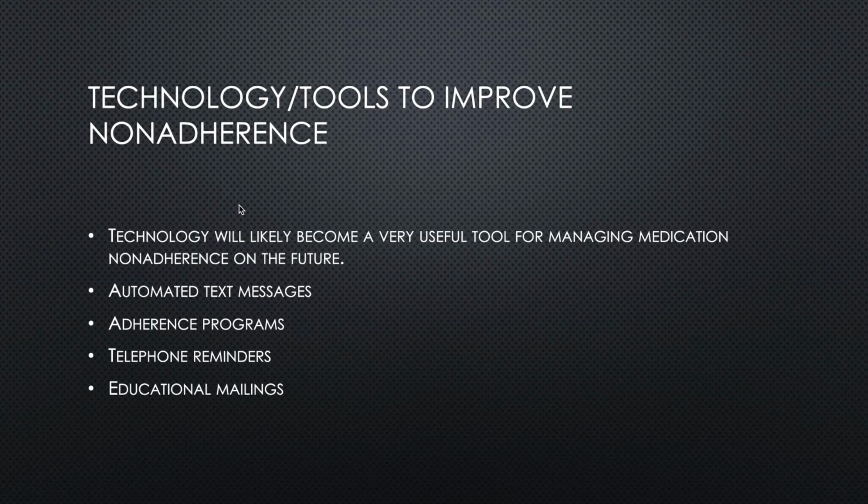Technology will likely become a very useful tool for managing medication non-adherence in the future. This includes automated text messages, which are really useful in the pediatric population, especially with teenagers. Adherence online programs, telephone reminders, and also educational mailings, which isn't necessarily a technological strategy, but it's still a tool that's used.